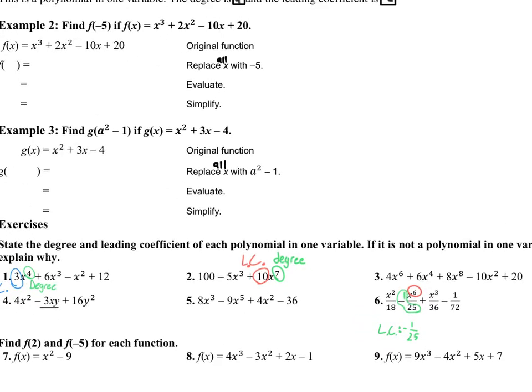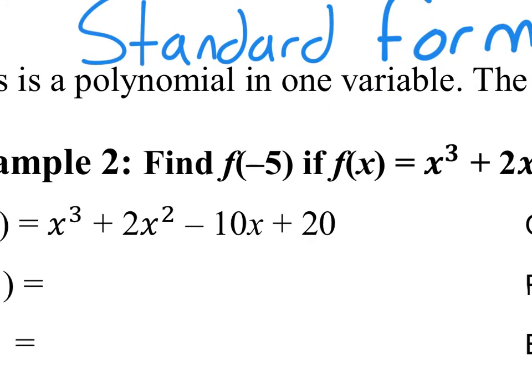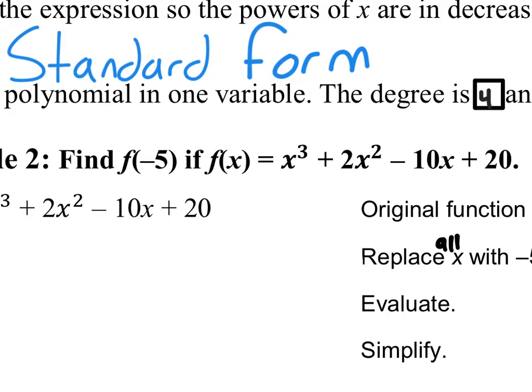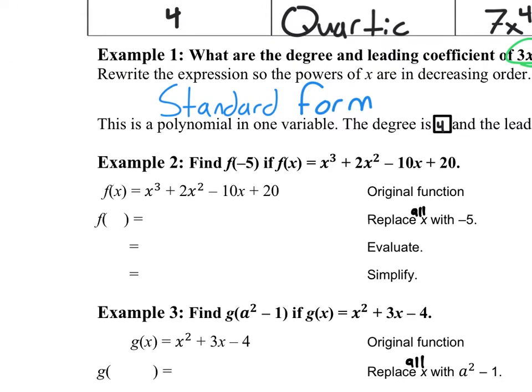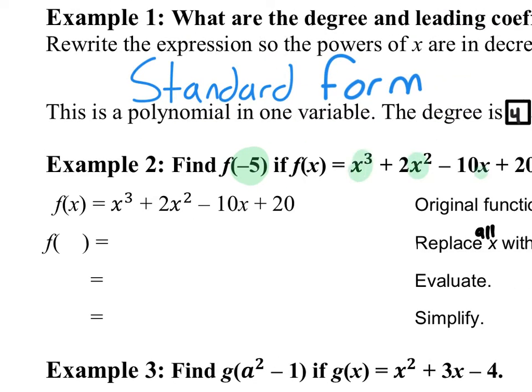All right. This skill here is a throwback skill. We did it some last chapter when we were evaluating quadratics to find more coordinate points for our table. It's function notation. f of -5 says find it if f of x is x cubed plus 2x squared minus 10x plus 20. So what that means is, here's our function. They want us to figure out, what do we get if I plug in a -5 everywhere that there is an x.